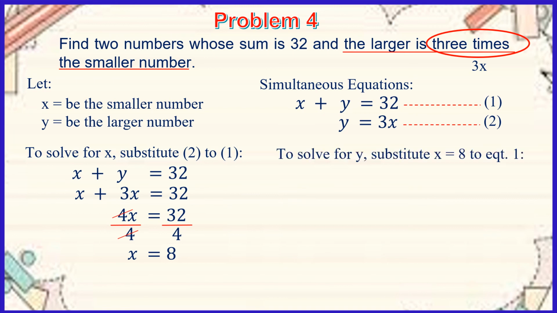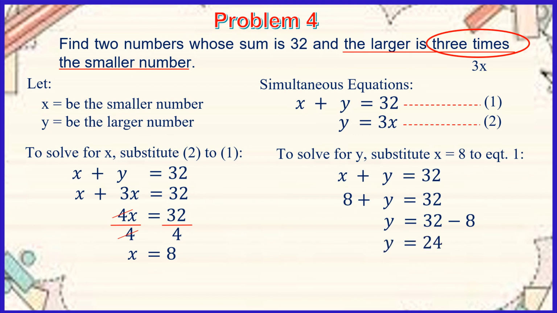Now, to solve for y, we are going to substitute x is equal to 8 to equation 1. So x plus y is equal to 32. Let x be equal to 8. So 8 plus y is equal to 32. Transpose 8 to the other side. We have y is equal to 32 minus 8. And what is 32 minus 8? Correct. So it would be equal to 24. So y is equal to 24. Going back to our representation, the numbers are 8 and 24.